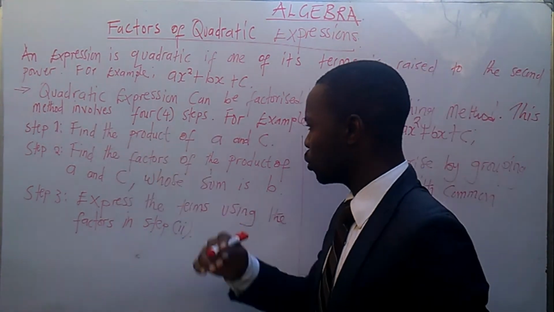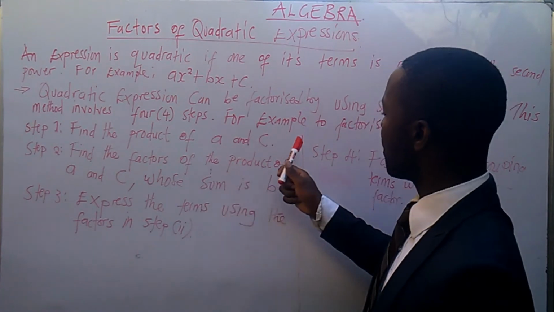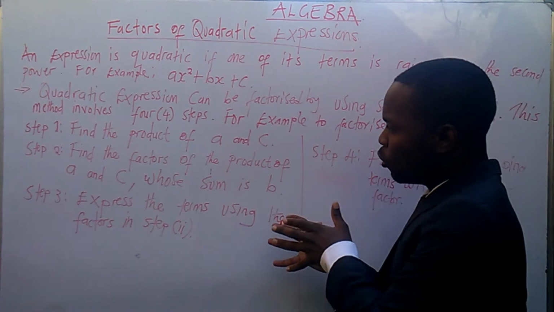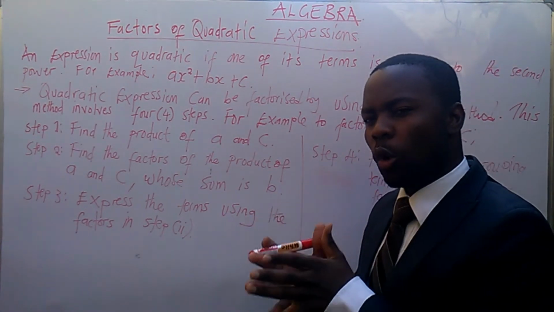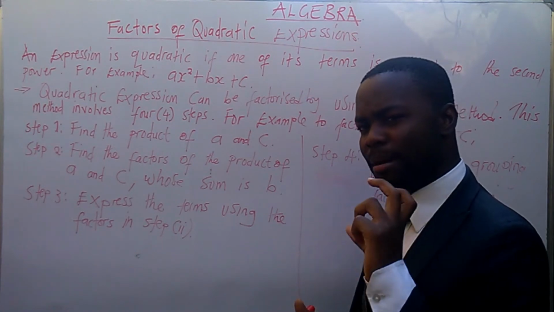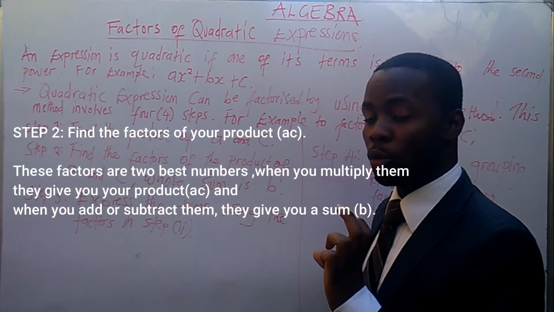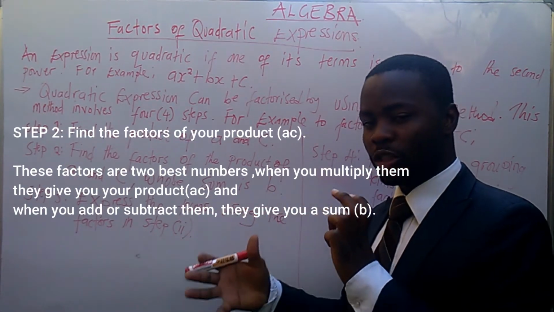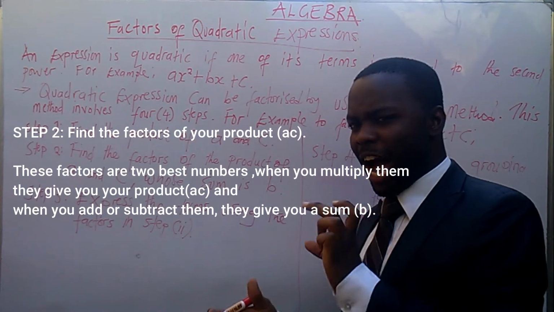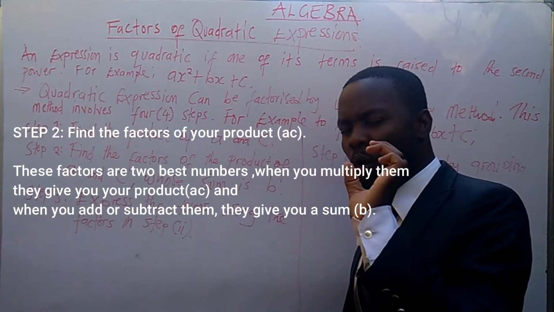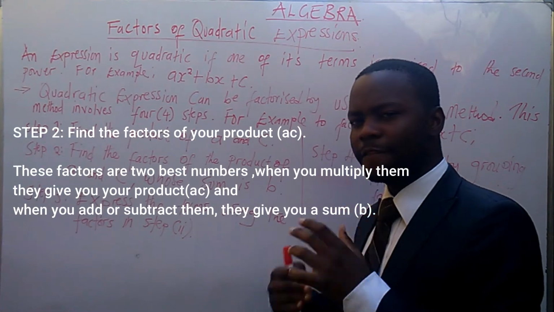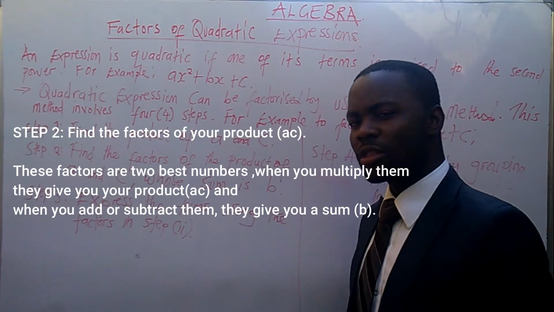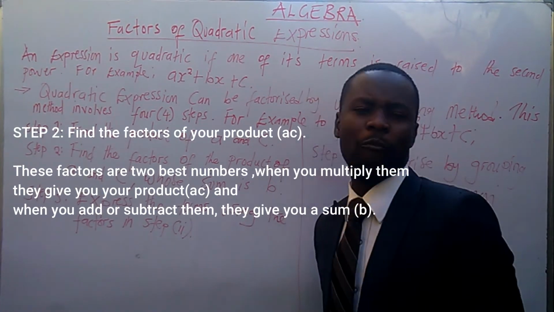Step 2: find the factors of the product of a and c whose sum is b. Step 2 simply means that you look for the factors of your product. Remember that the product is just a number which you obtained after you multiplied a and c. With that product, look for factors. Remember that factors are numbers that can go into a given number without leaving any remainder. So that product might have a lot of factors.